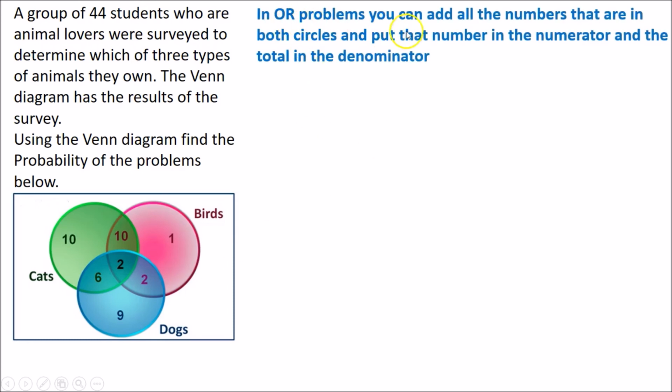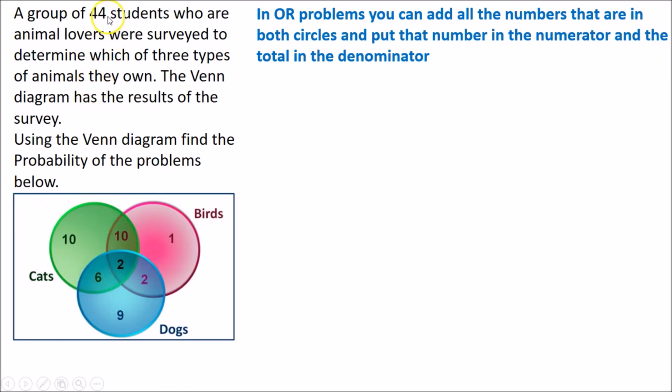So in or problems, you can add all the numbers that are in both circles and put that number in the numerator and the total in the denominator. Now, if we were to add up all of these numbers, 10 plus 10 is 20. 9 plus 1 is another 10, so that'd be 30, and 6 plus 2 plus 2 is another 10, so that would be 40. So there were 40, basically, when people responded to the survey, 40 people said they had some sort of animal, right?